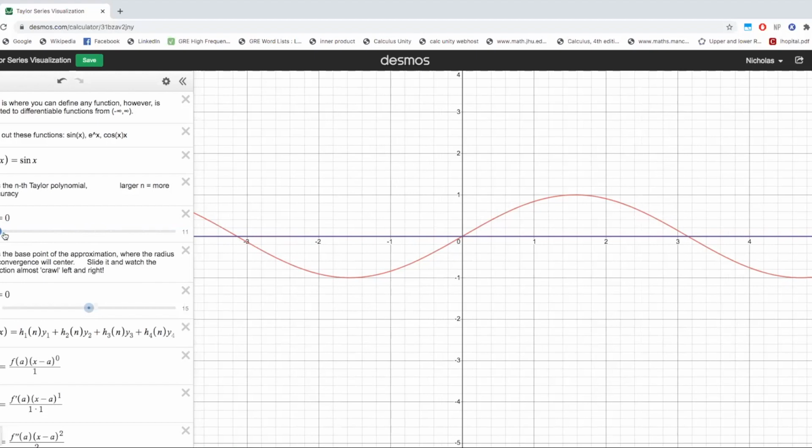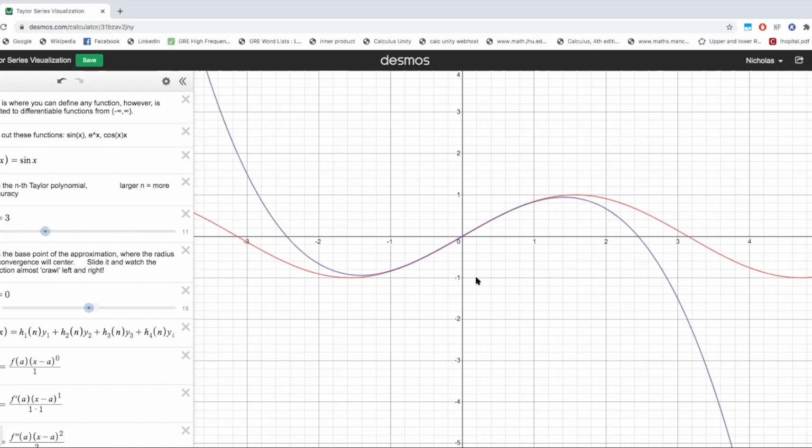So look at n equals 1. That's the first Taylor polynomial. Okay, it's a decent approximation, but not that good. How about n equals 2? N equals 2, yeah, that doesn't change anything because the second coefficient is 0. So n equals 3, look at that. That looks even closer to sine of x.